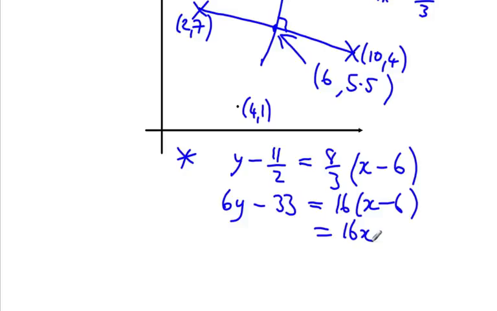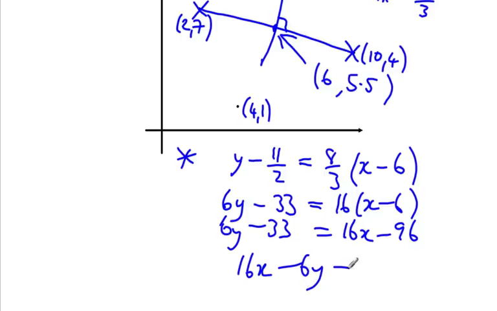Now, 6 16s are 96, and that's 6y minus 33, and then I just chuck everything onto the one side, and I get 16x minus 6y minus 63, something like that. So how did you choose 6? Because it's the lowest common multiple of 2 and 3. Oh, yeah. I just wanted a single number to get rid of it.